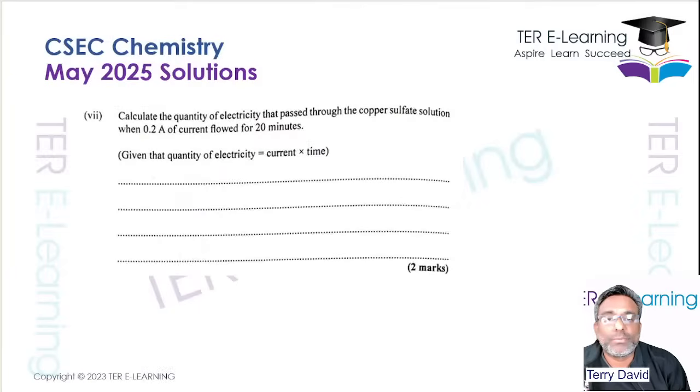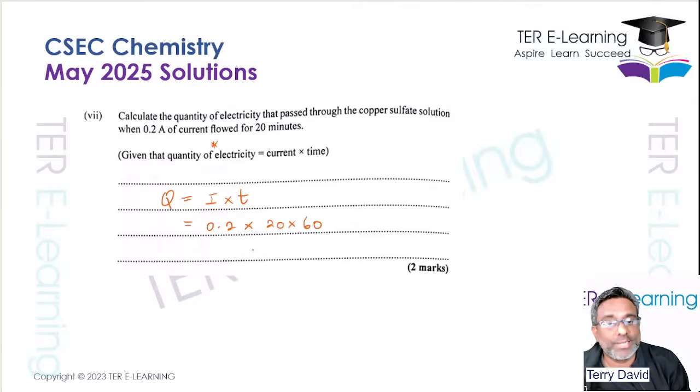What else we have here now? All right, so this part here, they want us to calculate the quantity of electricity that passed through the copper sulfate solution when 0.2 amps of current flowed for 20 minutes. Well, look, they even gave you the formula to use. So Q is equal to I multiplied by T. The current in this case is simply 0.2 amps, and you're multiplying that by 20 minutes. But you have to remember, when using this formula, it has to be in seconds.